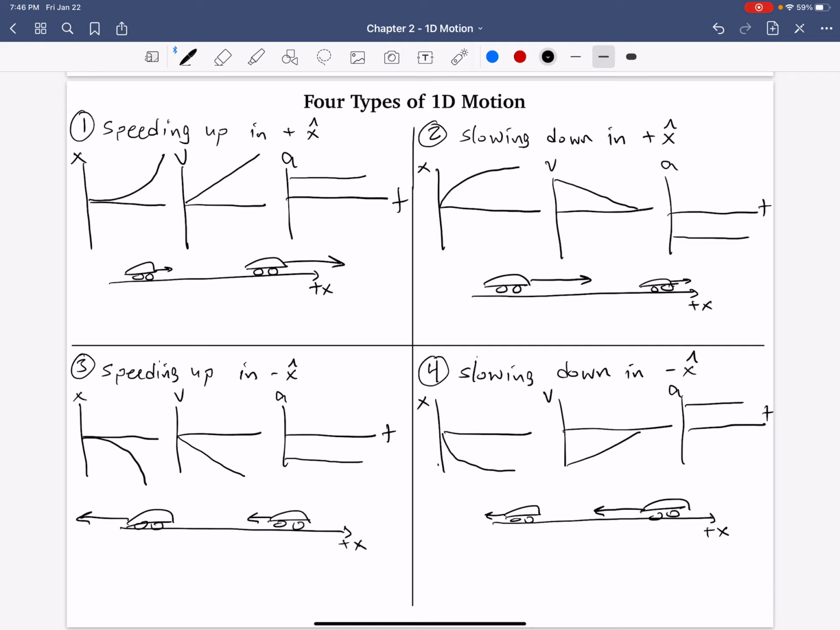So thanks for watching this first video. The next video will take a look at comparing the signs between the velocity and acceleration to help determine which way the object moves.